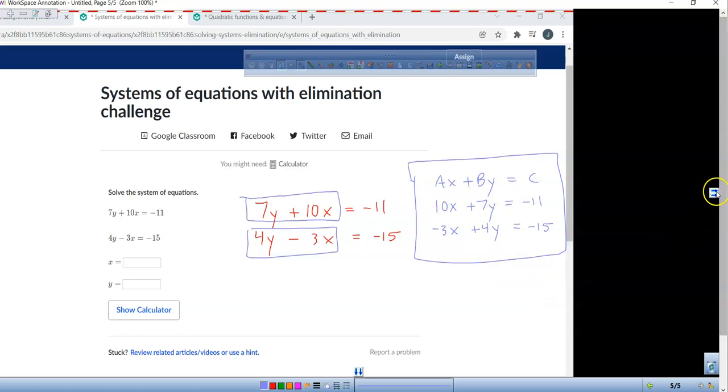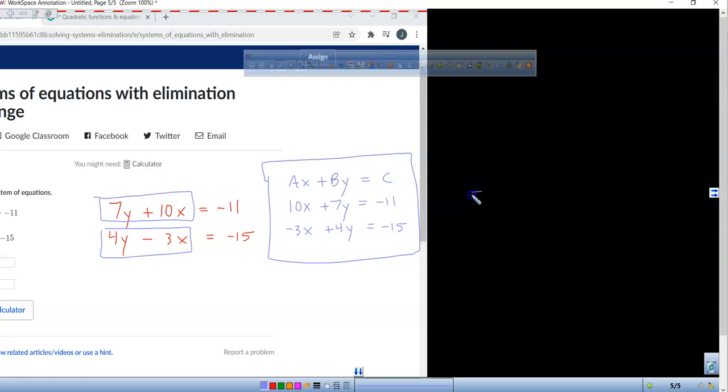So my matrix that I've got to build, here's the matrix that you build. So go ahead and write this down. You're going to build it as a 10, got it from there, a 7, got it from there, and a negative 11, got it from right there. This one you're going to have a negative 3, a positive 4, and a negative 15. So that's the matrix that I'm going to build right now.